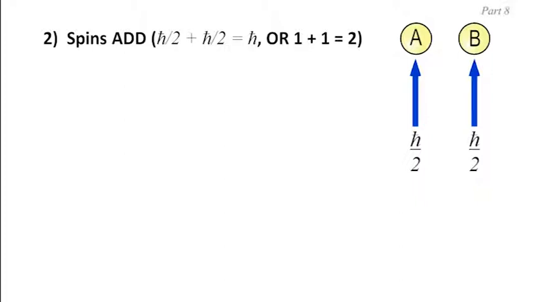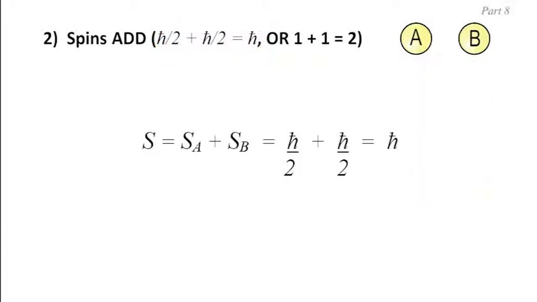We assume, therefore, that the two angular momenta h bar over 2 add up to one full h bar. We could write the total spin angular momentum S as the sum of the separate angular momenta of the two electrons, so that S is equal to h bar over 2 plus h bar over 2, which is equal to h bar.